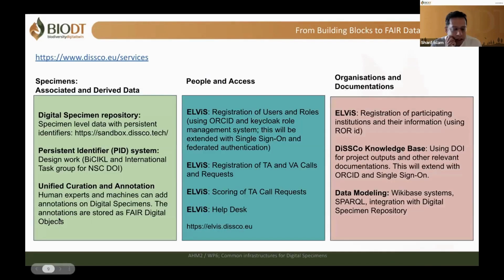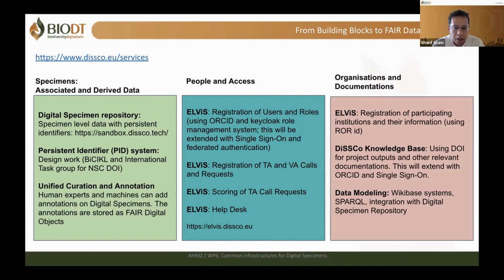Here are a little bit more details about some of these services, what they will do, and we can categorize them in three sections. Of course, we have the objects and the derived data. There's also people and access, both physical and virtual access, and of course the organization and the structure that connects all of these things. So on the specimen side, as I mentioned, there will be a repository of all these specimens that will have the persistent identifier connected with that, and we're already doing a lot of design work for that system in a separate European project, but well connected to DiSSCo and several other international partners.